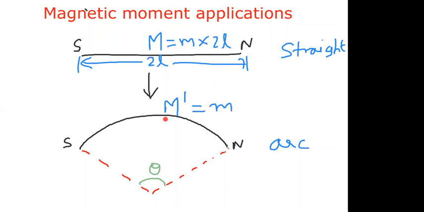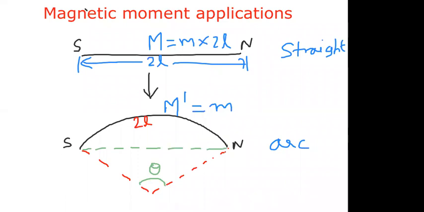But what is affected? Because magnetic moment means pole strength into magnetic length. Magnetic length is always the straight line drawn between south pole to north pole, because it is a vector quantity. Because of bending, this total length is 2L, no doubt, but now this 2L is not the magnetic length. I can't call 2L the magnetic length. The magnetic length is the straight line passing from the south pole to the north pole.